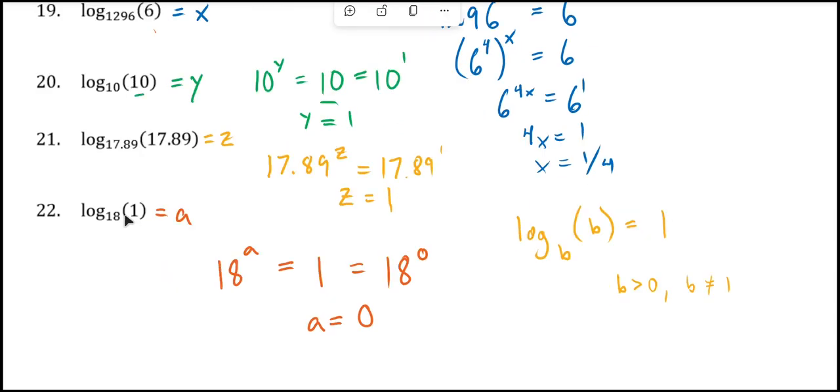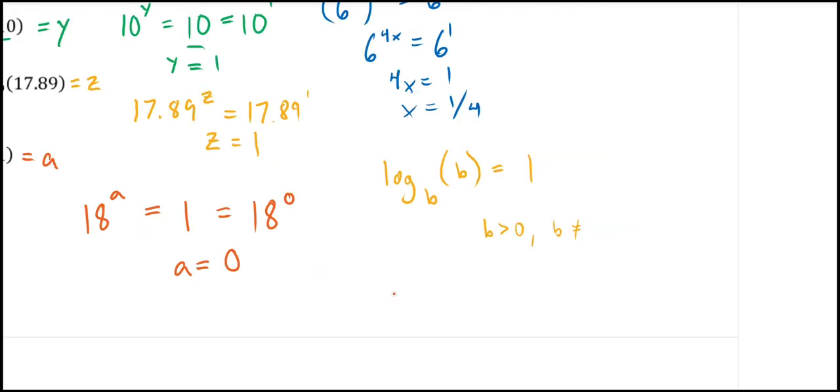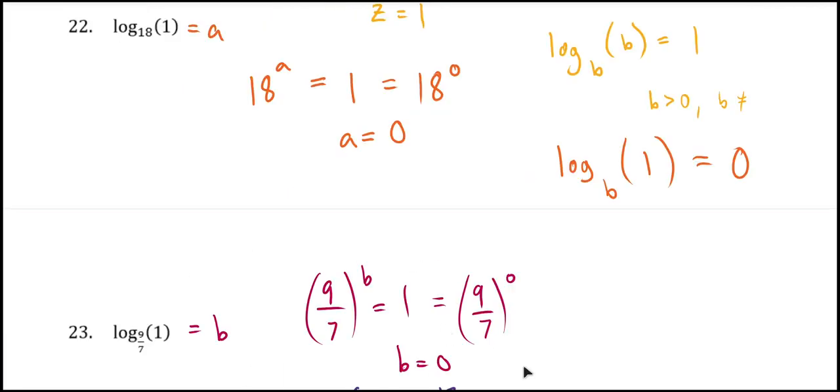Here's another good one though. We have log base 18 of 1 is what? Well, 18 to what power would give us a 1? Well, 18 to the 0th power would give us a 1. This points us in the direction of another property of logarithms, which is that for any admissible base, log of 1 in that base is equal to 0. Here we have another example of that.